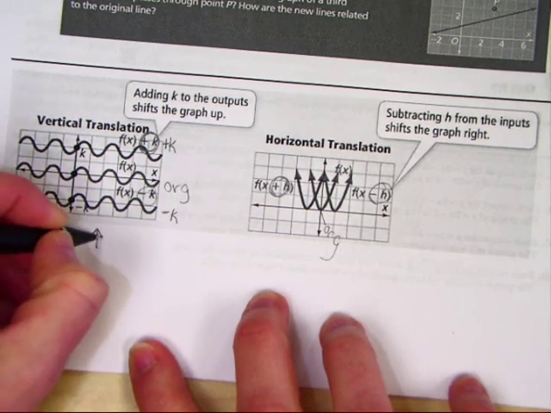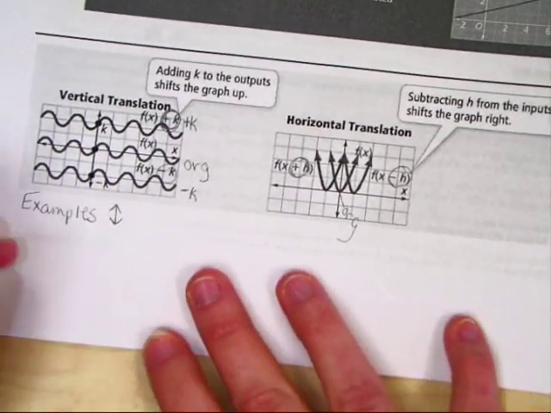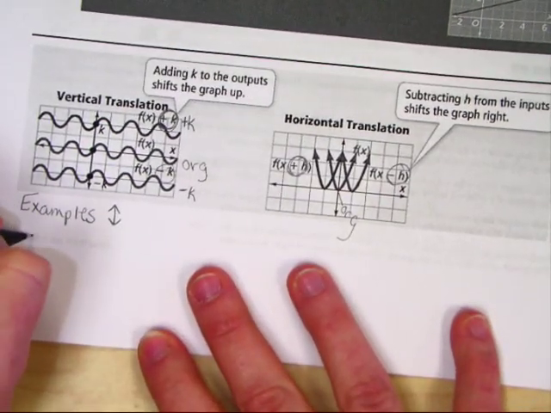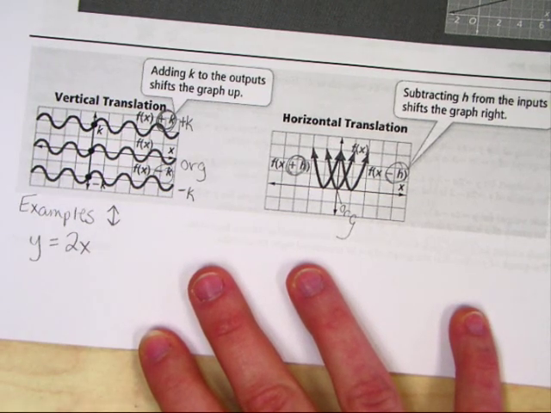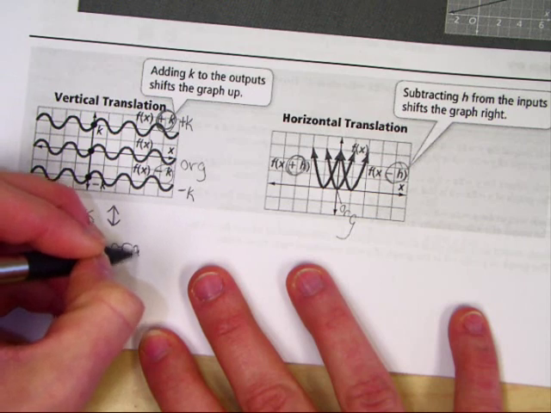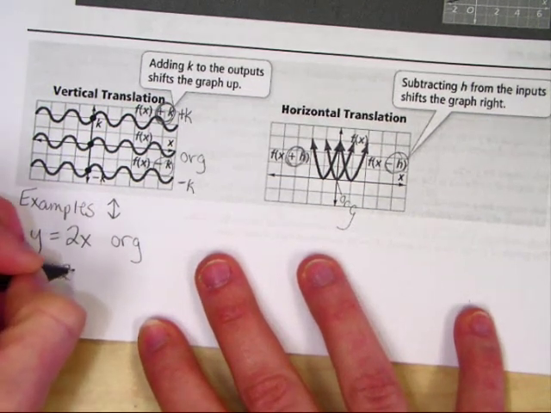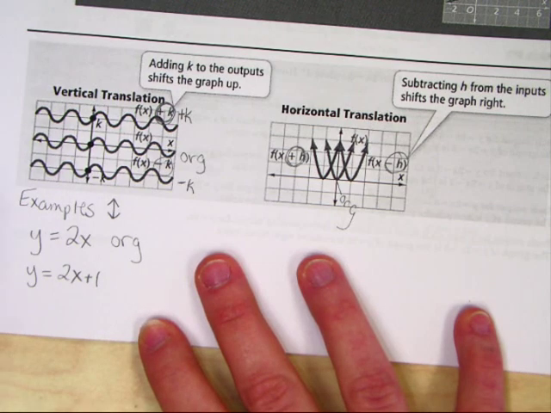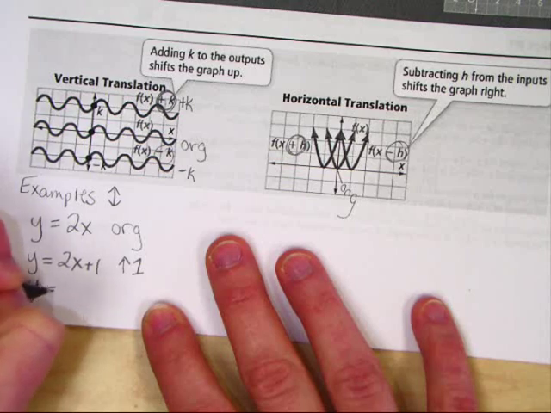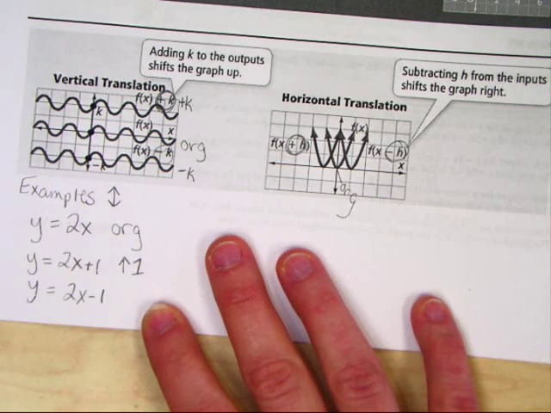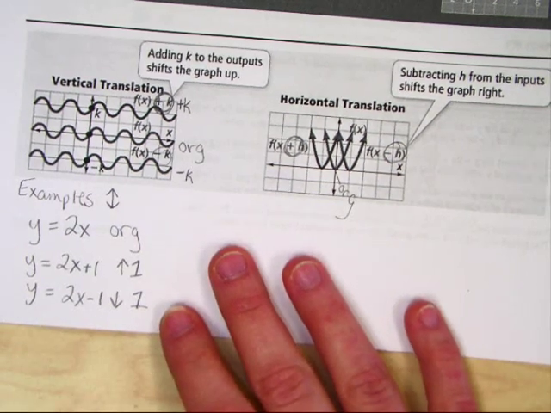Let's talk about moving things up and down, okay? Let's pretend that we have the equation y equals 2x. Let's say that that is the original equation. If that's the original equation, then y equals 2x plus 1 would move it up 1 unit. And if we have y equals 2x minus 1, that would move it down 1 unit. So I hope that that's pretty straightforward to you.